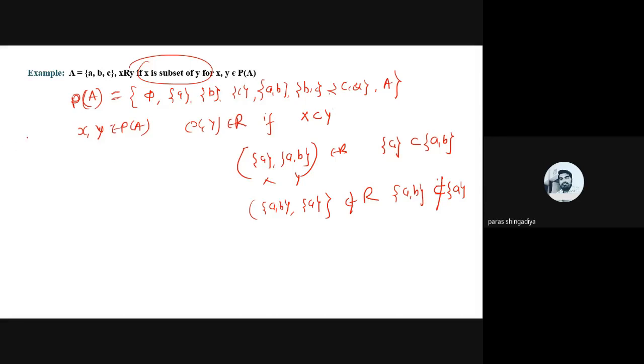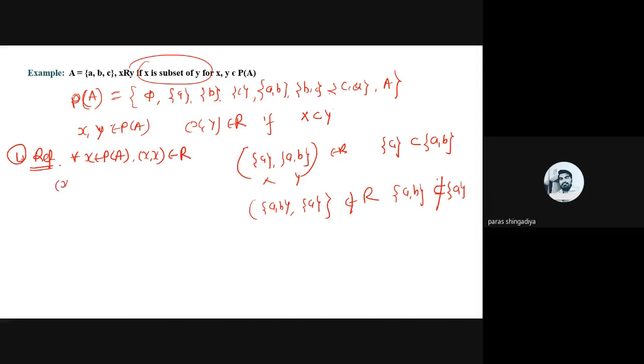So here we have to prove whether it is an equivalence relation or not. So the first condition for an equivalence relation is reflexive. So in reflexive, what do you have to check? For every x belonging to P of A, (x, x) should be a part of the relation.